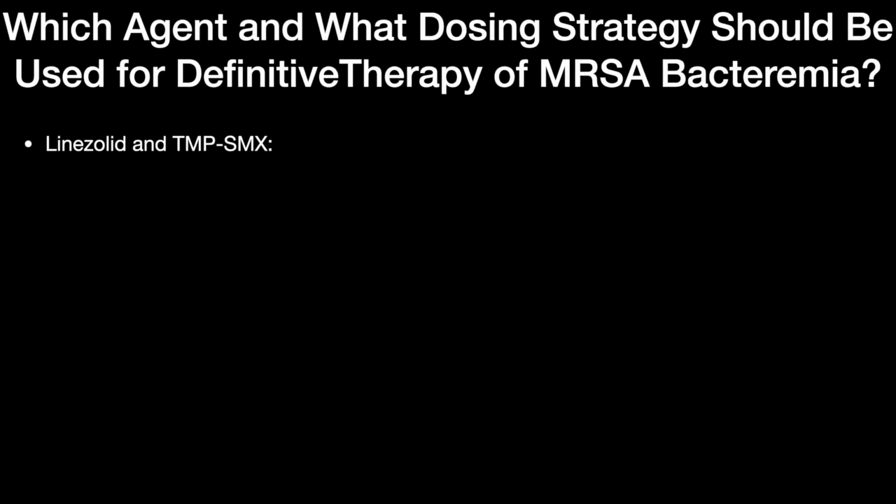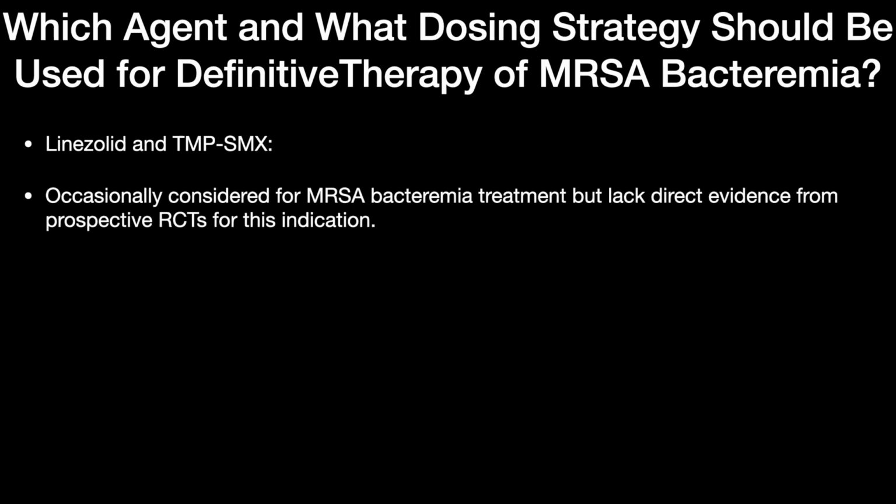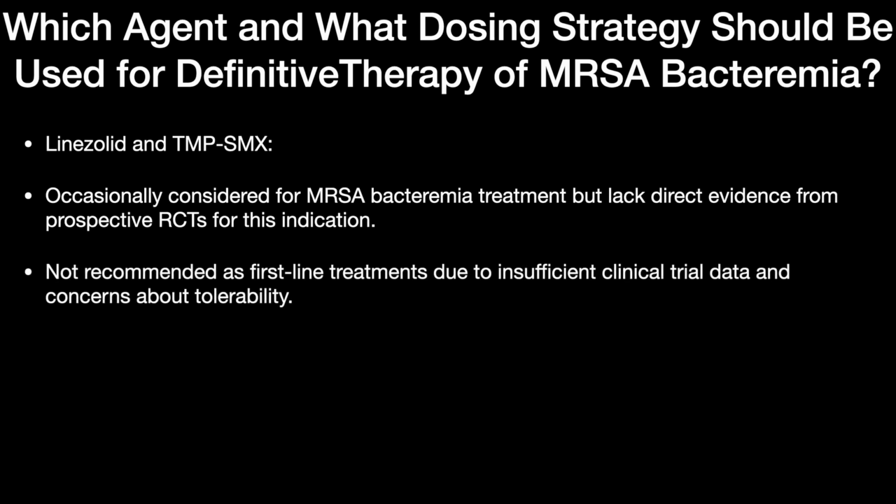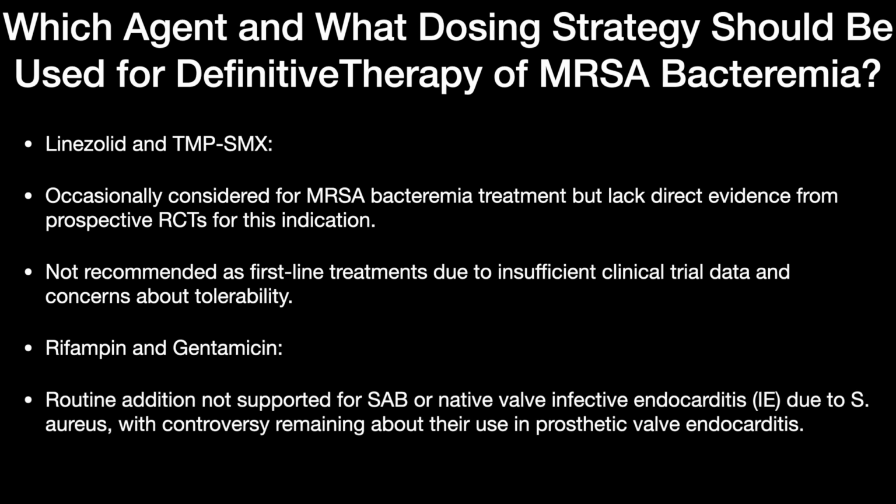The next would be linezolid and trimethoprim-sulfamethoxazole, occasionally considered for MRSA bacteremia treatment but lacking direct evidence from prospective RCTs for this indication. Not recommended as first line due to limited clinical trial data and concerns about tolerability. Rifampicin and gentamicin: routine addition is not supported. For native valve infective endocarditis due to Staph aureus, controversy remains with the use in prosthetic valve endocarditis.